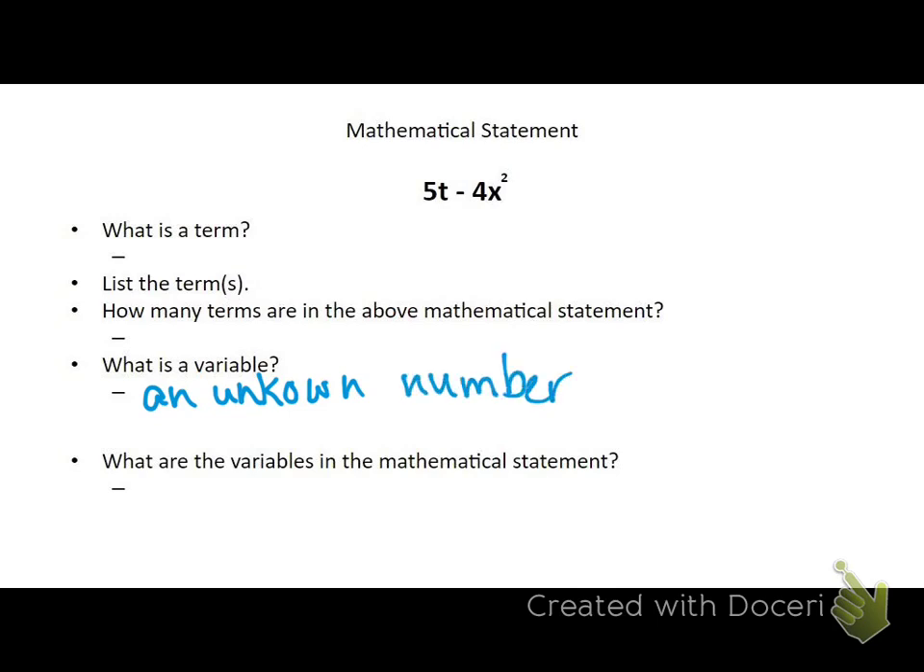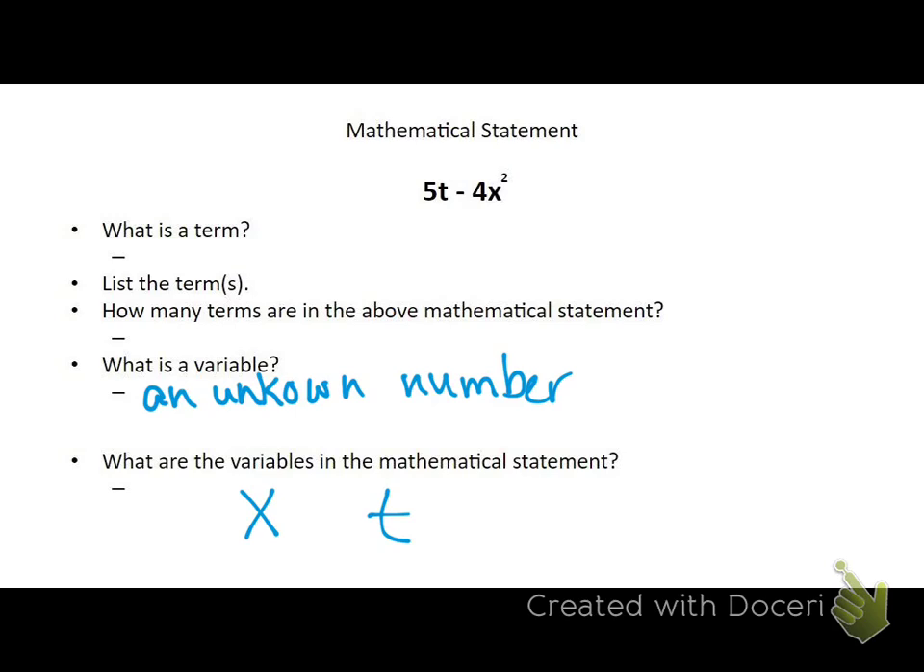The next question that I asked then, what are the variables in the mathematical statement? So what are the variables listed in the mathematical statement? Robert? X is one of the variables, and what's the other variable that's listed? T. Why wouldn't the squared go with the x? You did a good job by just saying x. It's a number, it's not a variable, but what does that little 2 represent?